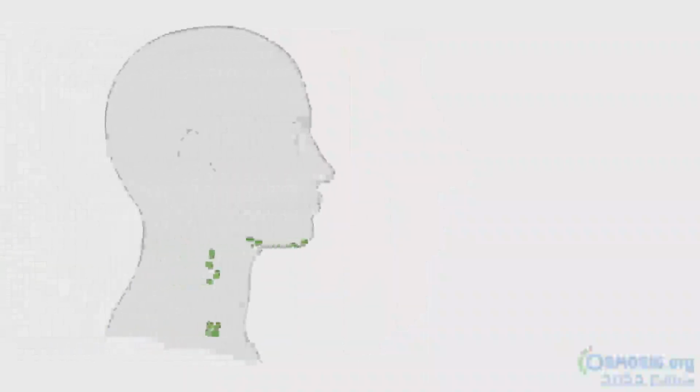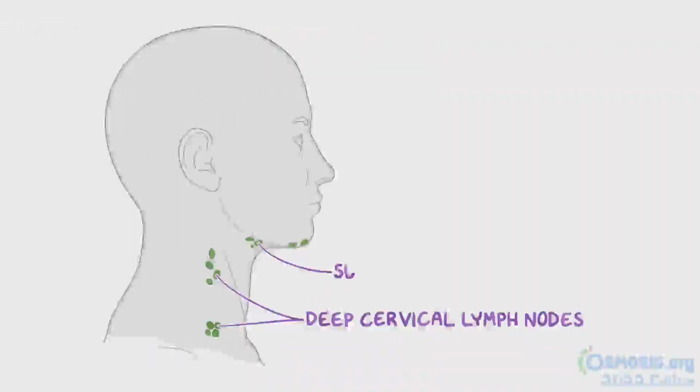Finally, lymph from the tongue drains to the superior and inferior deep cervical lymph nodes, as well as the submandibular and submental lymph nodes.